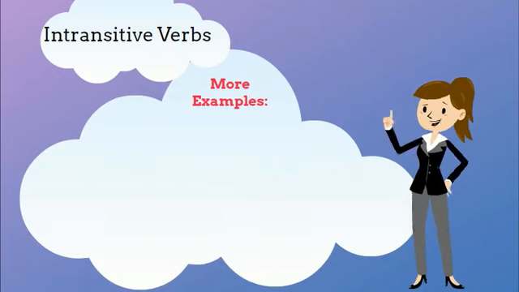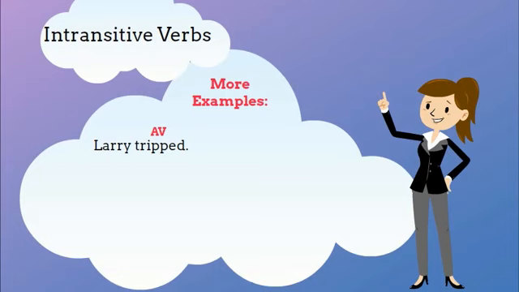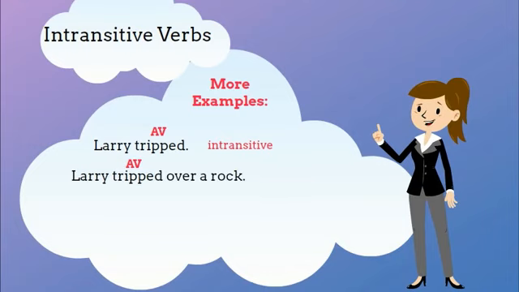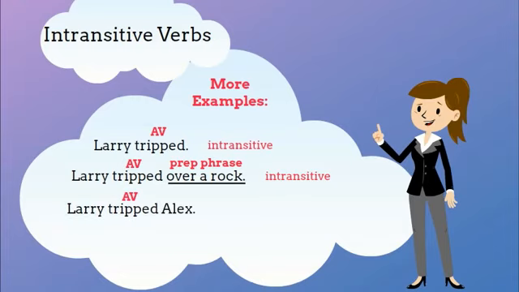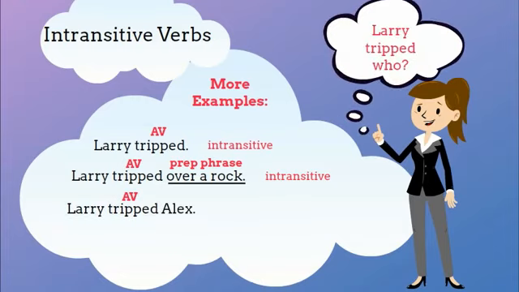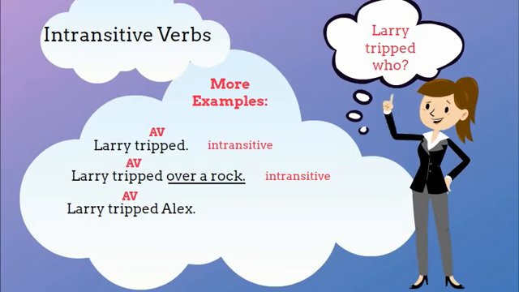Here's a final example. Larry tripped. Tripped is not followed by an object that's receiving the action, so it's intransitive. Larry tripped over a rock. Over a rock is still intransitive. It's followed by a prepositional phrase. Larry tripped Alex. Larry tripped who? Alex, making the verb tripped a transitive verb.